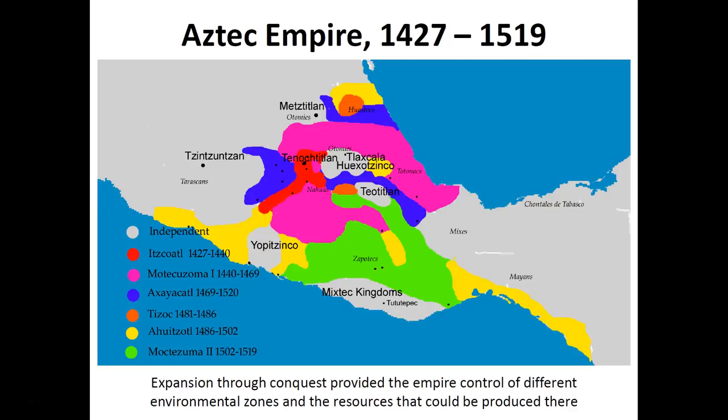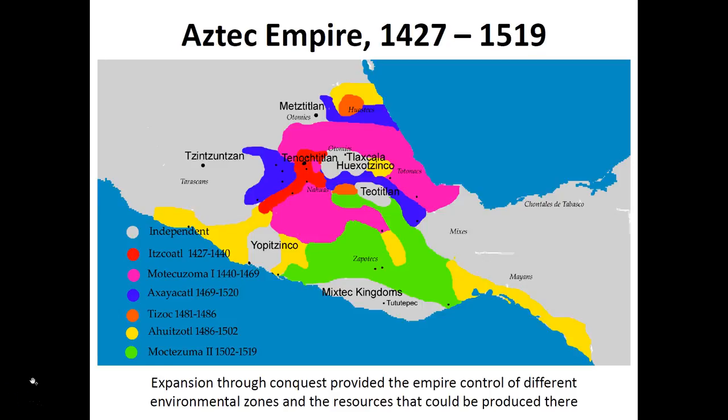Rather than obtaining them through trade at an often high price, the Aztecs sought to conquer these areas, to subjugate these adjacent territories, and to force them to pay tribute in the resources that the Aztecs desired.